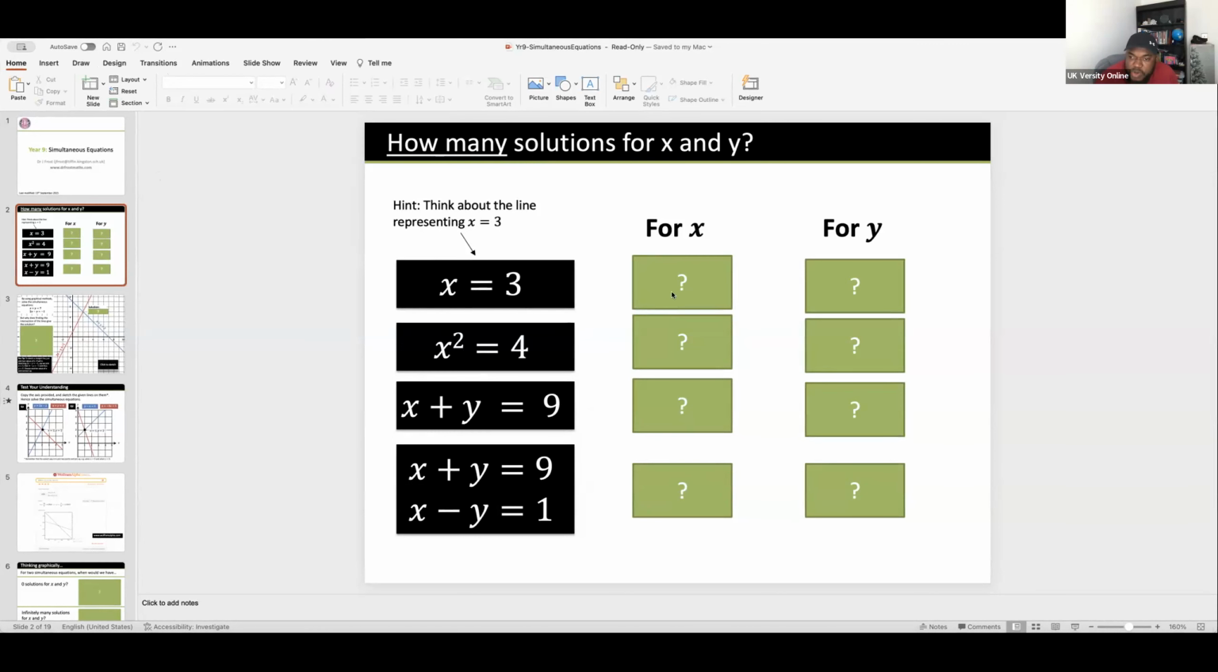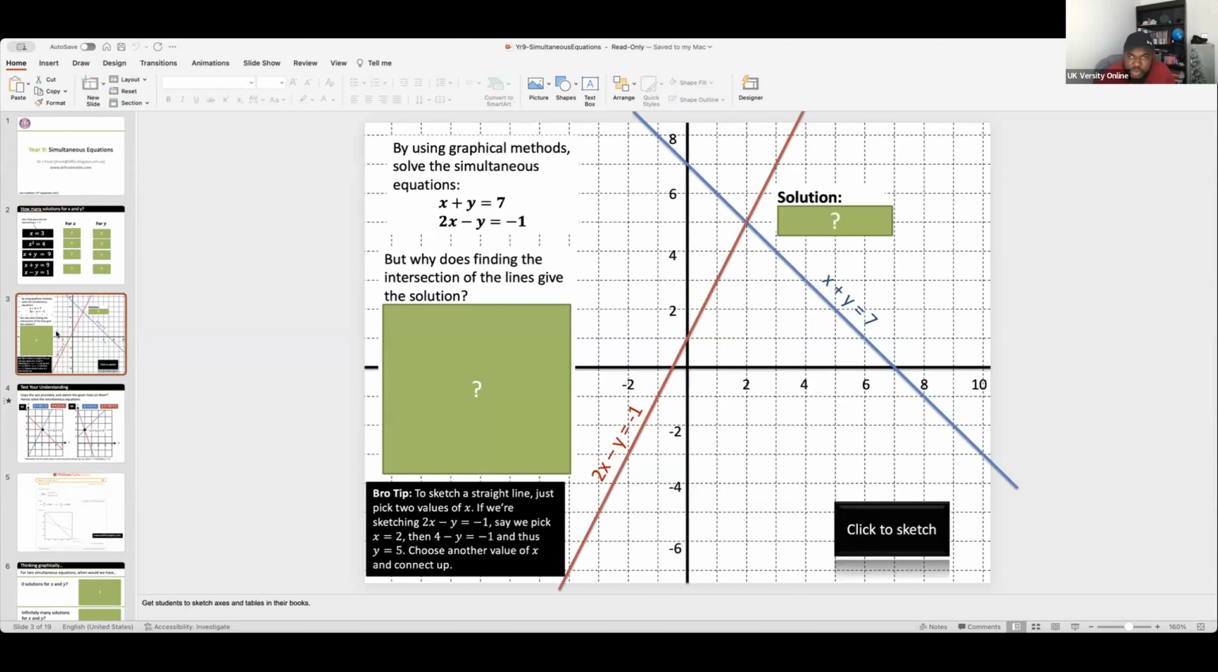So x equals 3, what's going to be y? X squared equals 4, what is going to be x, and things like that? You can see x plus y equals 9, and x plus y equals 1. When you have two equations happening at the same time, it means simultaneous equations.